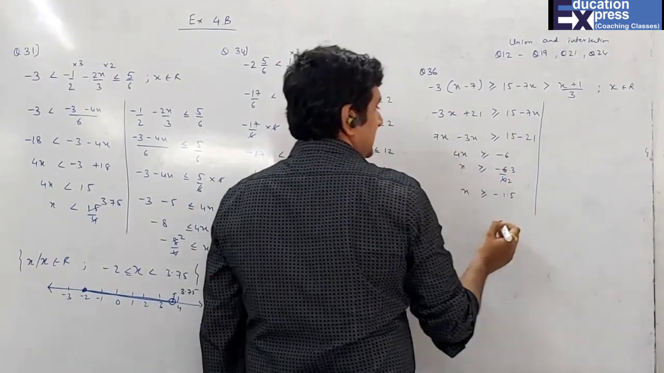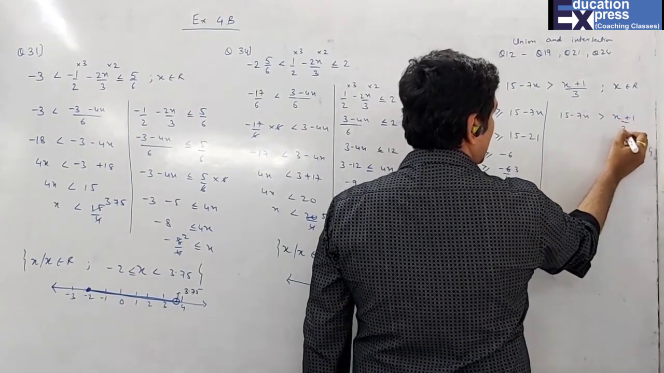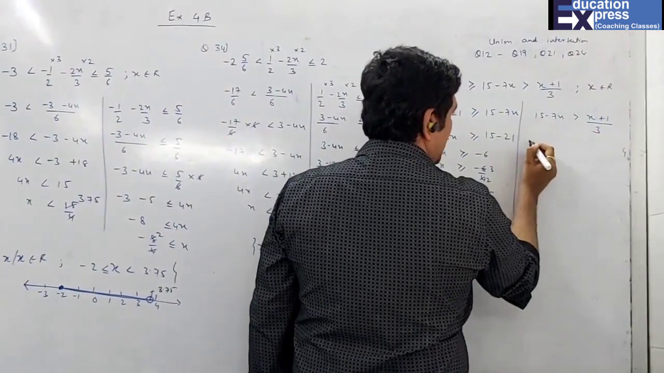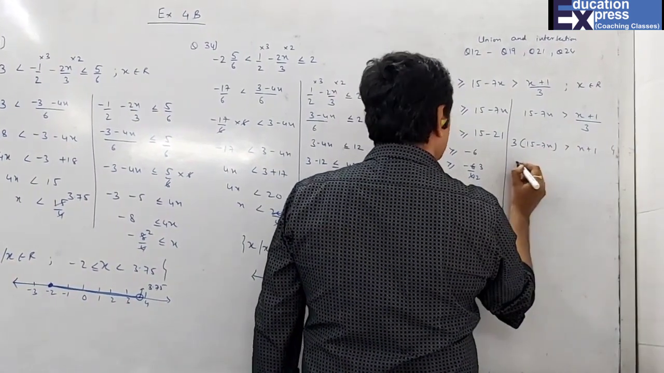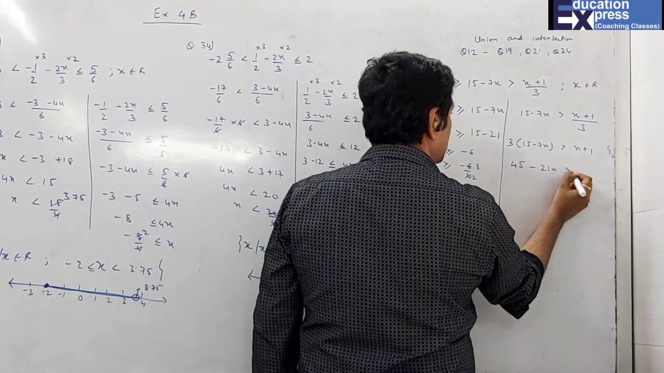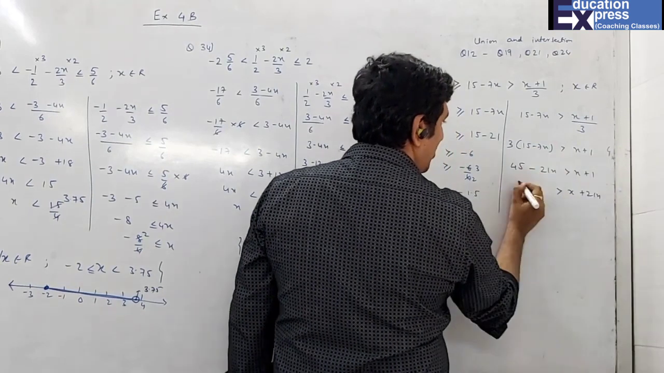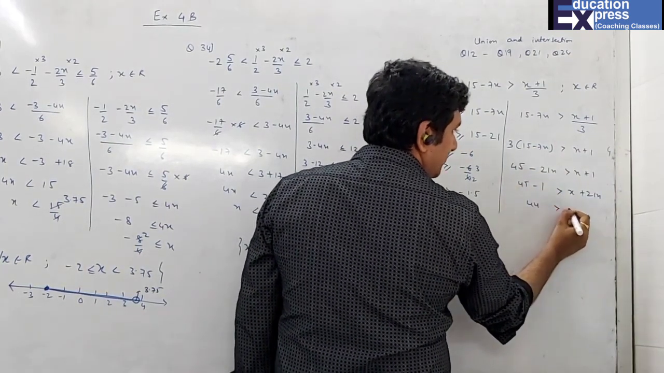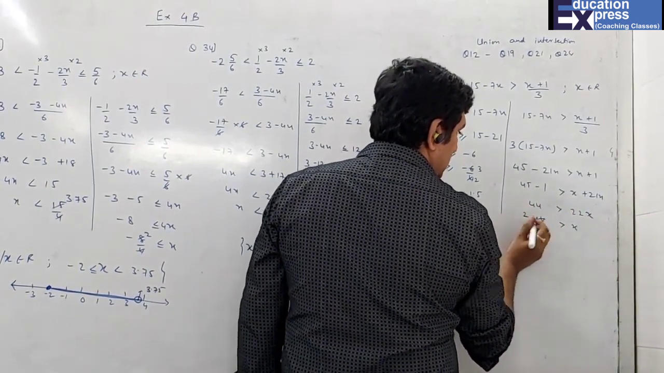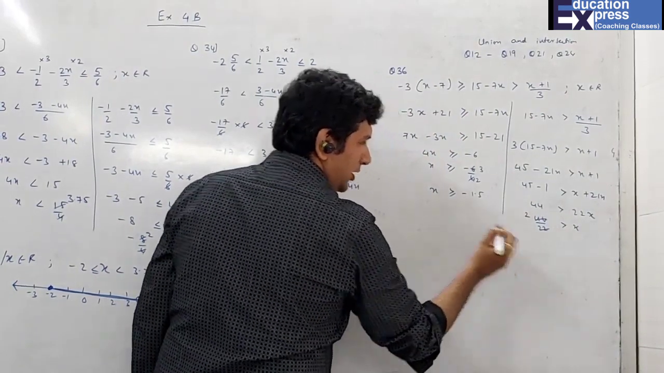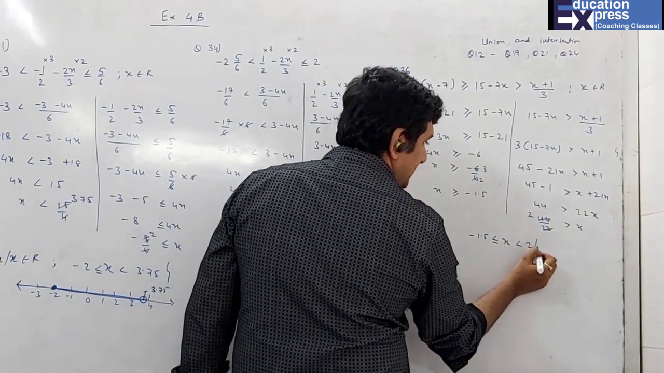On the other side, 15 minus 7x is less than x plus 1 upon 3. Cross multiply. Again x has to be positive, minus 20 will come here, plus 21, 45 minus 1, 44, 22x, so 44 upon 22, 2. So if I write over here in the proper format, x is more than or equal to minus 1.5 and less than 2.